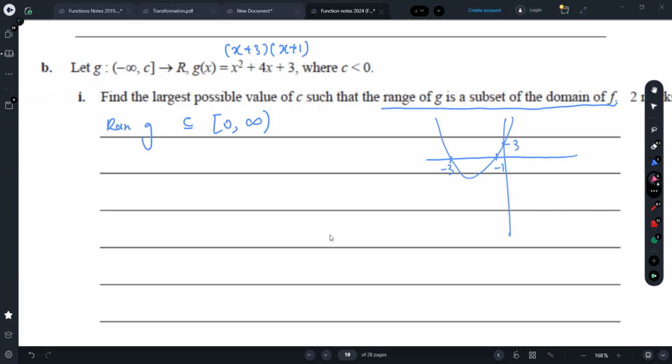Now let's focus on the first part of the question. Find the largest possible value of C such that the range is bigger than 0, basically. Yeah. What? Okay. Good. That's correct. But why not -1?